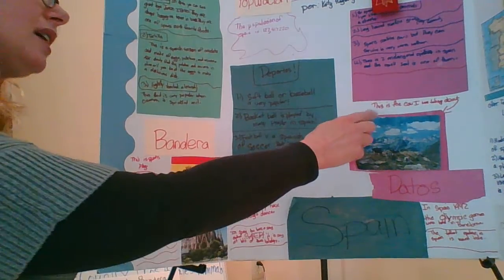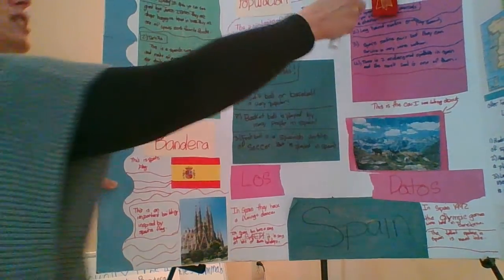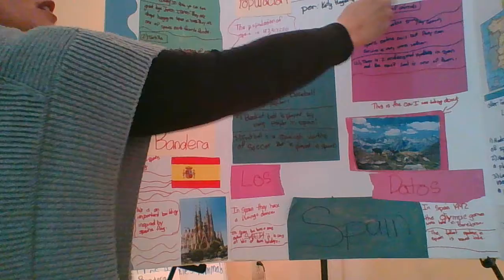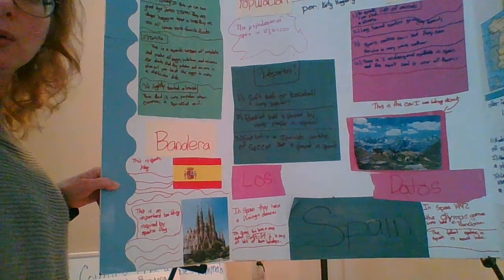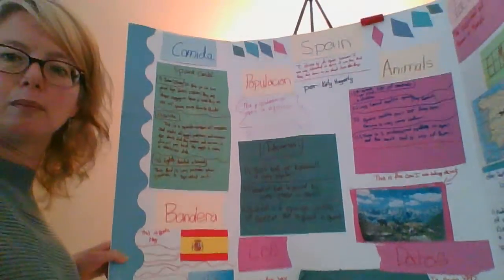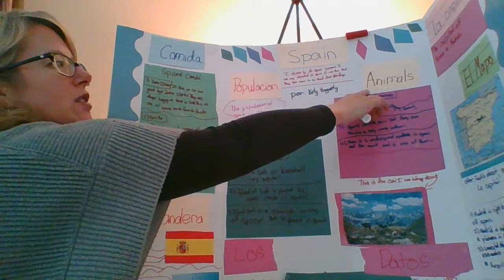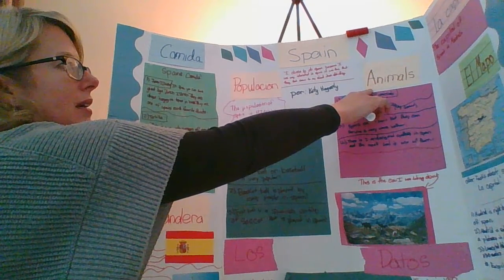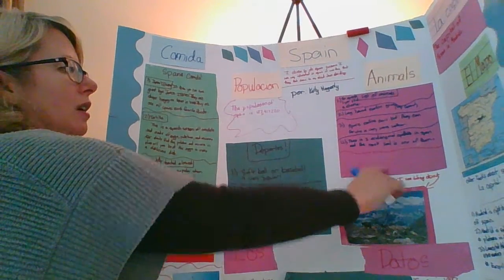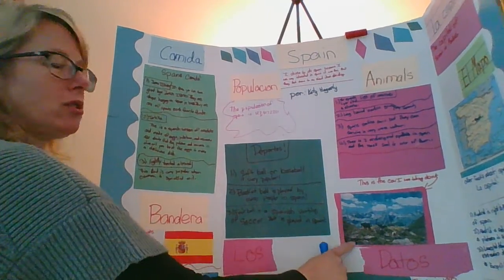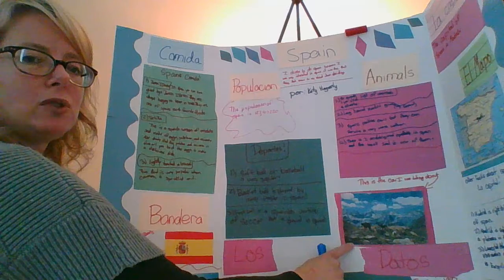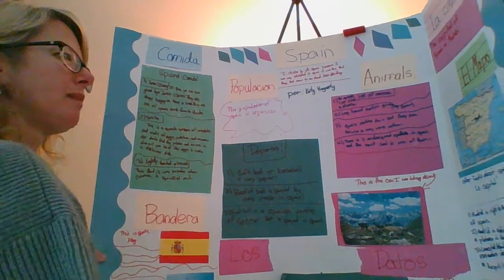It says, this is the cow I was talking about over here. So over here, she flips over to Los Animales. And notice that she wrote animals in English. She should have written that in Spanish. So it should say animales. And then she listed a bunch of animals. And then she put a picture of one of the cows that she was talking about under animales.